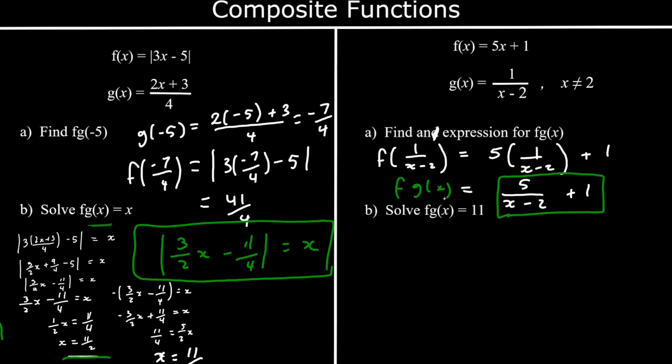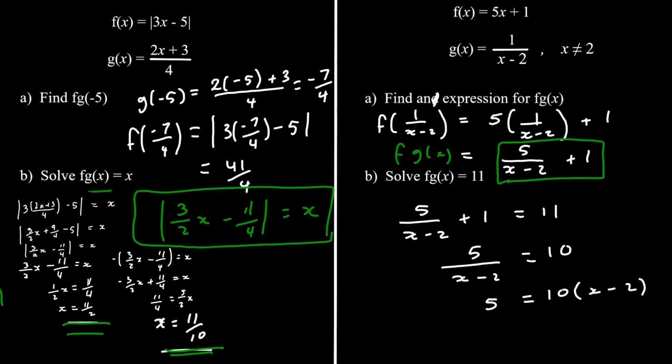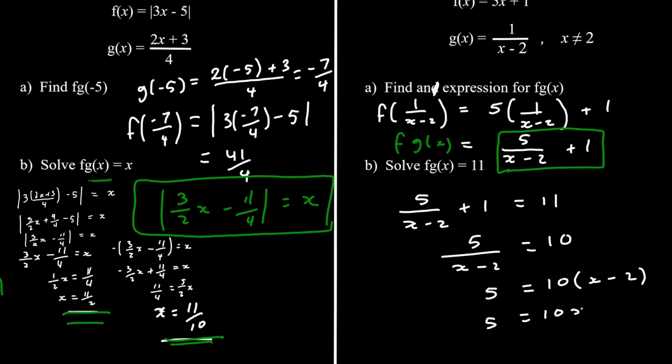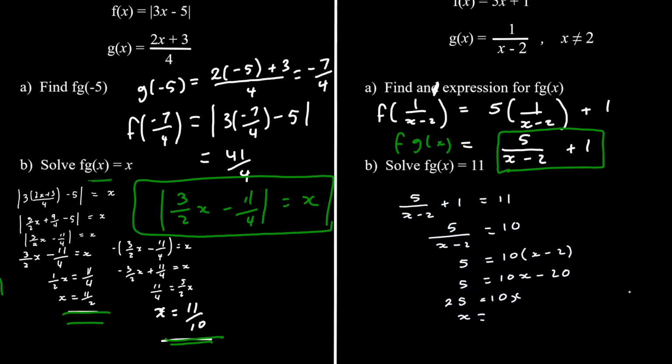Solve fg of x equals 11. So this equals 11. So 5 over x minus 2 plus 1 equals 11. Take away 1 from both sides. Times by x minus 2. So we have 5 equals 10x minus 20. Add 20 to both sides and divide by 10. So x is 2.5. 2.5, 5 over 2.